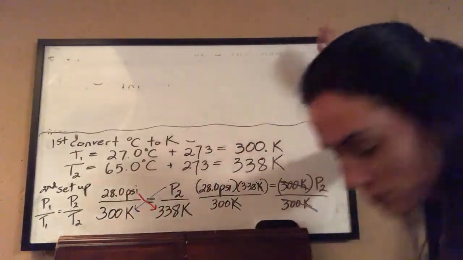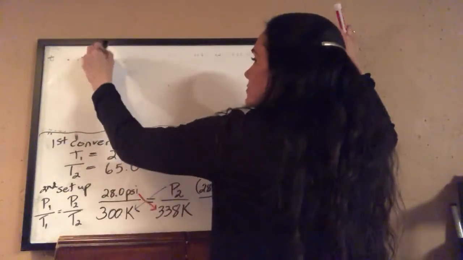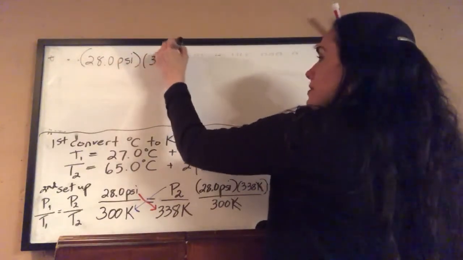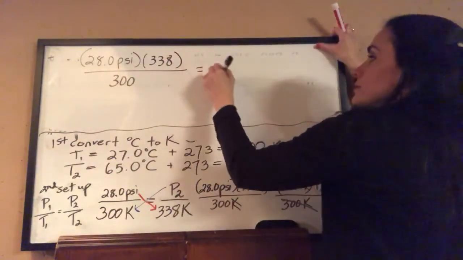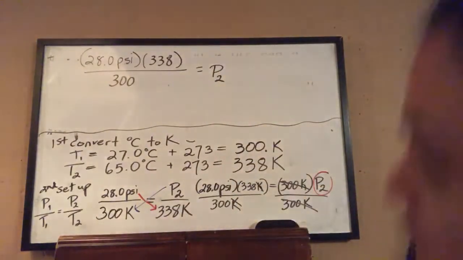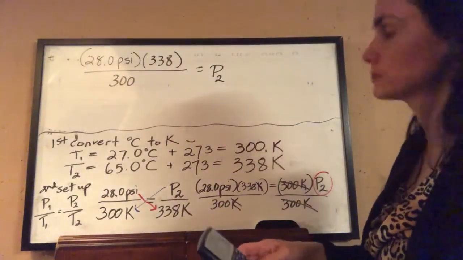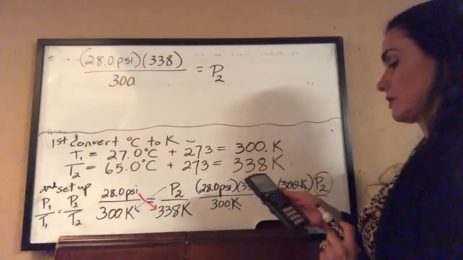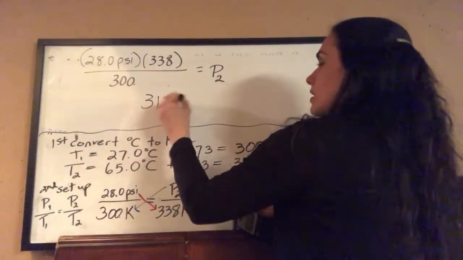Okay, so we want to find P2. So we have 28 psi times 338 over 300 equals the new pressure. Okay, I just took this part here in the corner and I just wrote it up there so it's a little bit larger. Okay, keep those 3 sig figs. All right, so the final pressure is 31.5 psi.